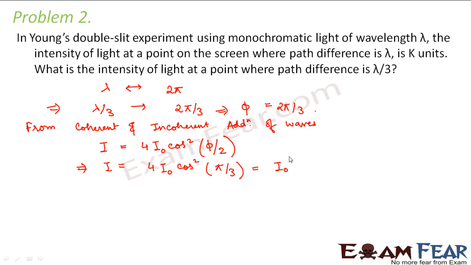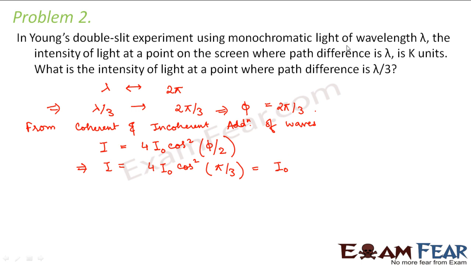Now what is I naught? I naught is nothing but the individual intensity of the wave. Right? So the individual intensity of the initial wave. Correct? So now we have to calculate what is this I naught.